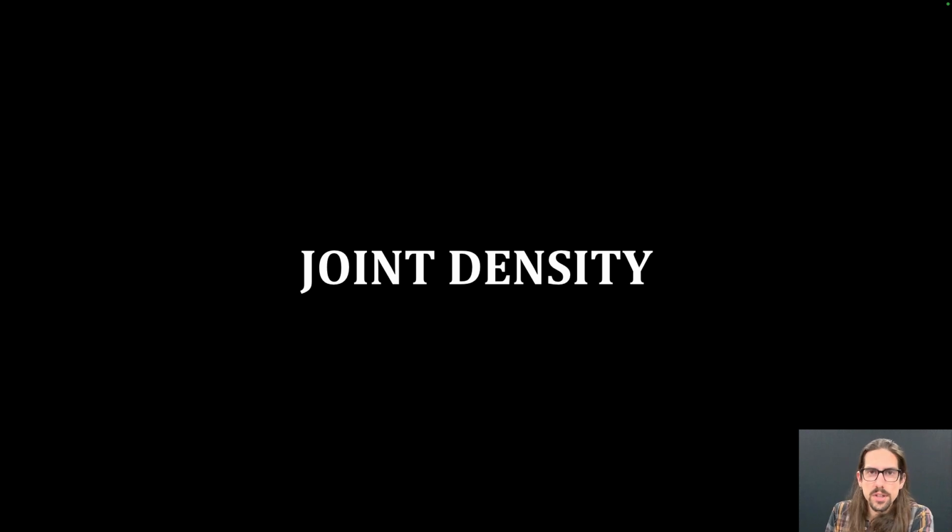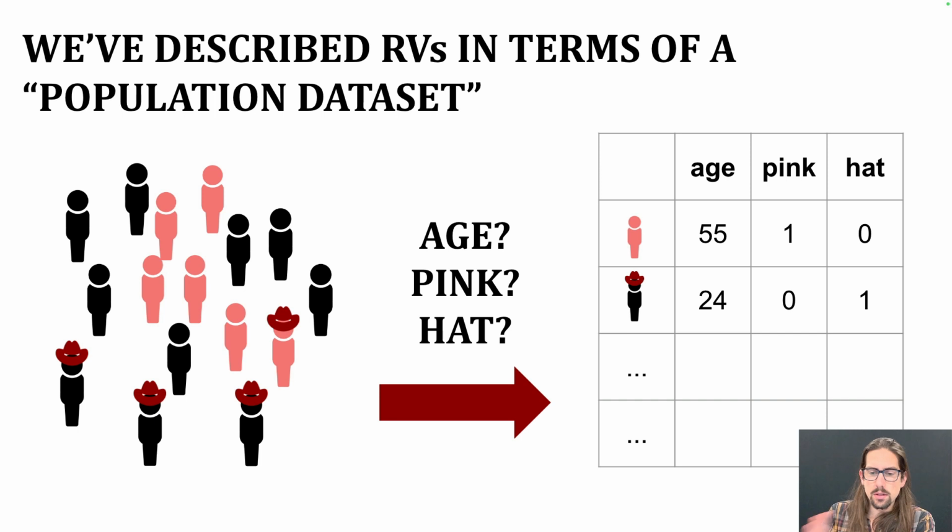All right, so now we're going to talk about joint densities. And we've already described random variables. This is when we were learning about probabilities in terms of a population data set, right? So you imagine there's a bunch of people. We have this data set where these different variables are measured for each person.